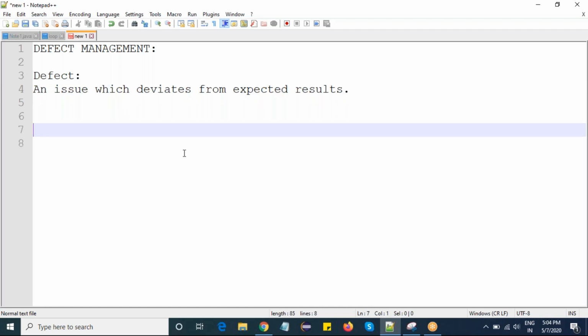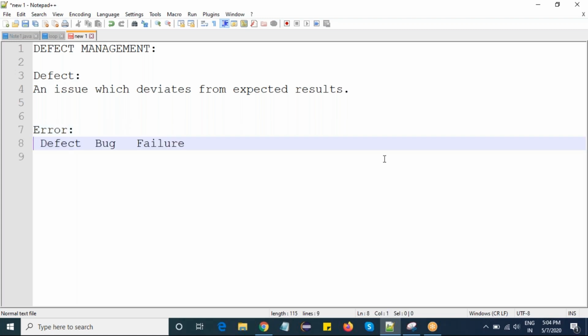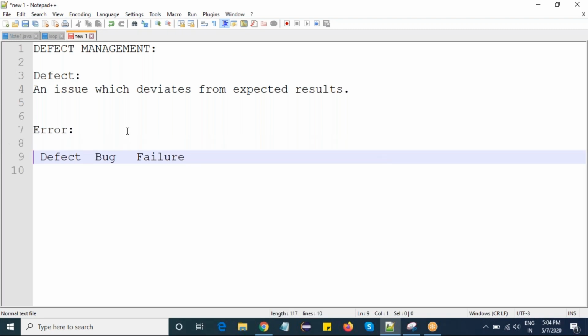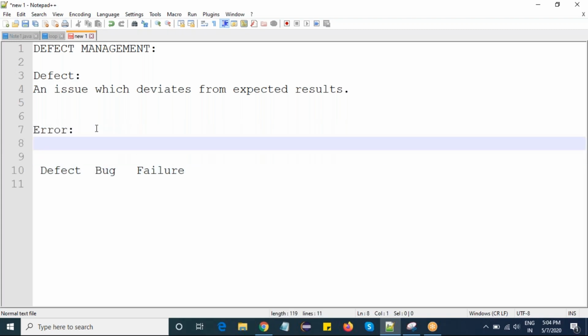Okay, now we have another small confusion here. Sometimes people call it an error, some people call it a defect, some people call it a bug, some people call it a failure. What is the difference between error, defect, bug, and failure? The four terms look similar, but there is a small difference between error, defect, and failure. Let's go for error. If you are an IT person, or if you know any language, right?